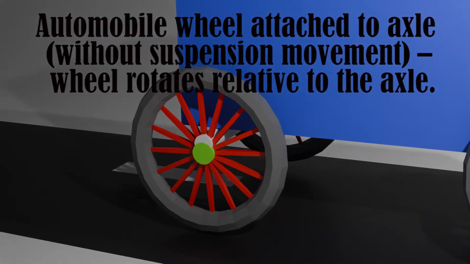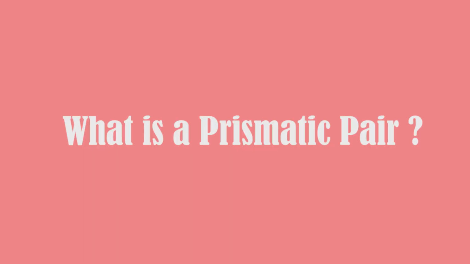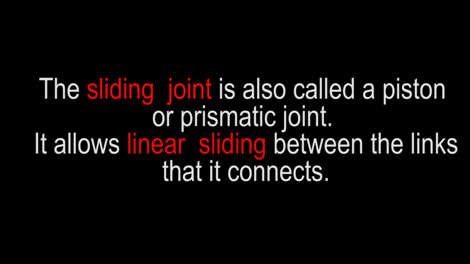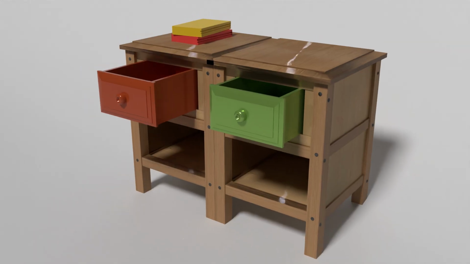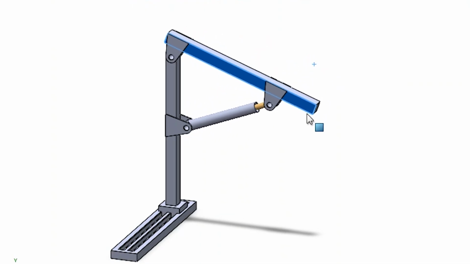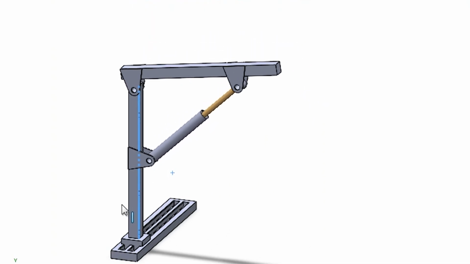Now let us see what is a prismatic pair. A prismatic pair, also called a sliding pair, allows linear motion. There is no rotation, just a straight slide. Think about a drawer in your desk or the piston inside a car engine. Key points to be noted: it also has 1 degree of freedom, that is translation. It is commonly used in pistons, hydraulic cylinders, sliders.